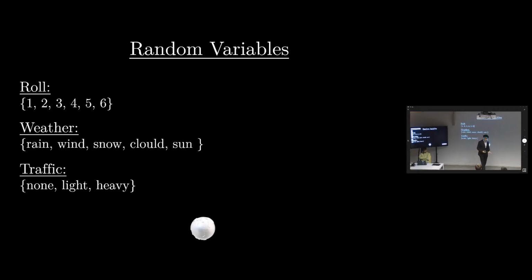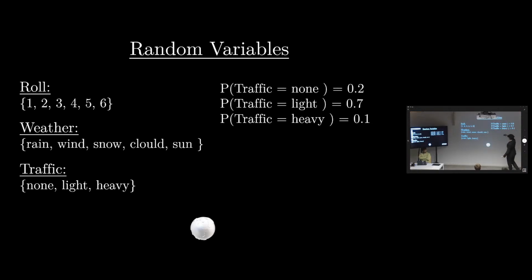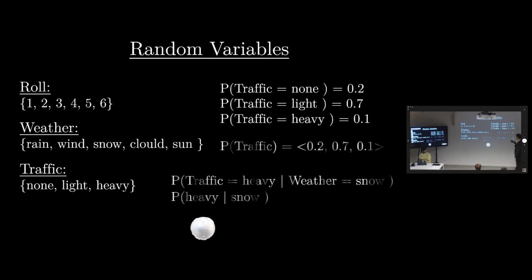That's the first step. The second step is: how do we compute probabilities with random variables? Usually, for example, we say that the probability of the traffic being equal to none is 0.2. The probability of the traffic being equal to light is 0.7, and the probability of the traffic being equal to heavy is 0.1. Remark that the sum of the probabilities is equal to 1, which is very important. And these three numbers are what we call a probability distribution. We say that the probability distribution of traffic is equal to 0.2, 0.7, 0.1. Of course, we agreed on the first slot expressing none, the second light, and the third heavy.